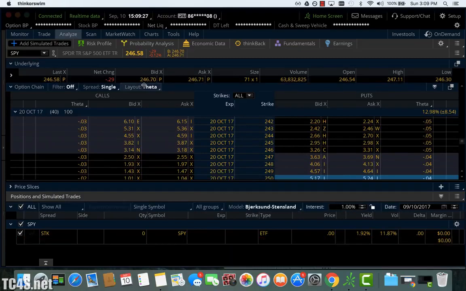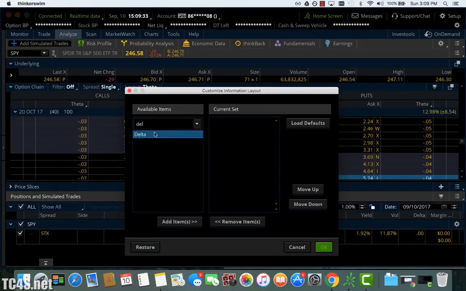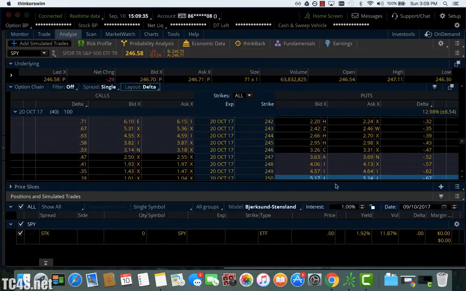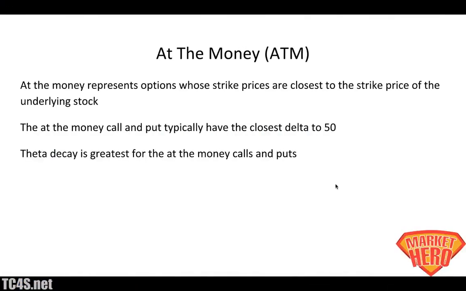So that's why things like straddles, strangles that are close to the money, heavy iron condors, etc., are so profitable, because we are selling those options that are closest to the money. We're selling options where the value of those options is getting decreased more rapidly than all other strike prices. So that is at the money.